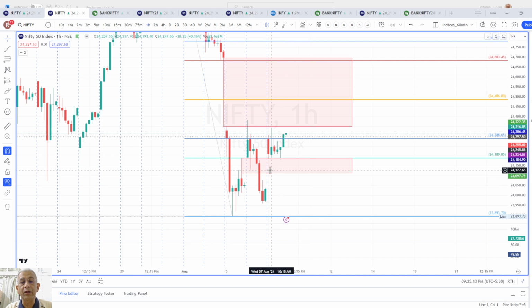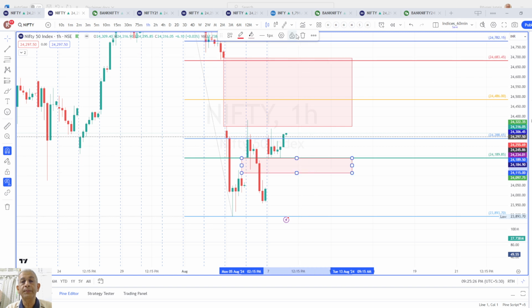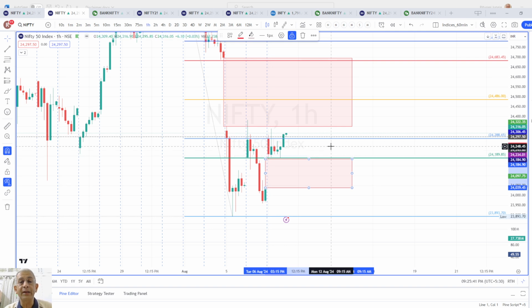this is the gap that I'm talking about. This gap that was made yesterday was filled. And this gap, if I can bring this gap up, this gap that was made today was not filled. What does it mean? Nifty is not weak.